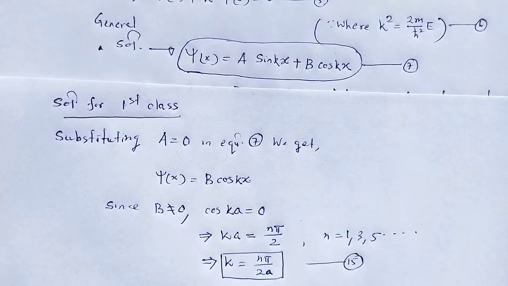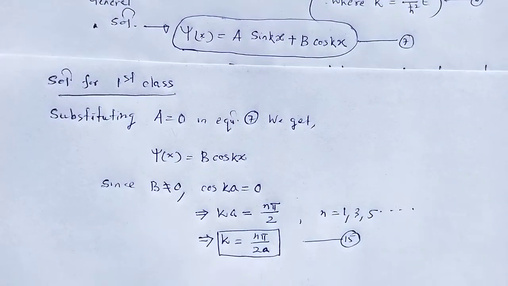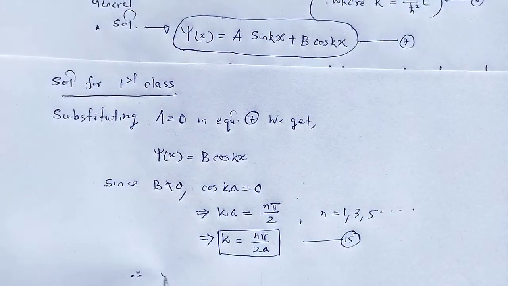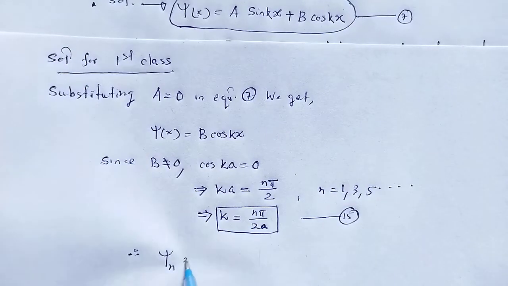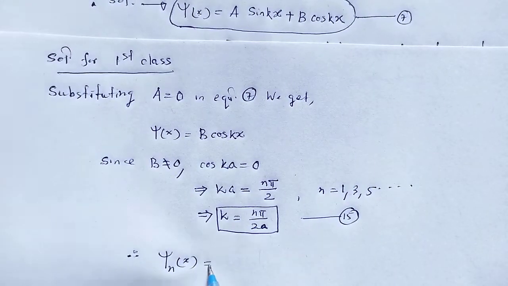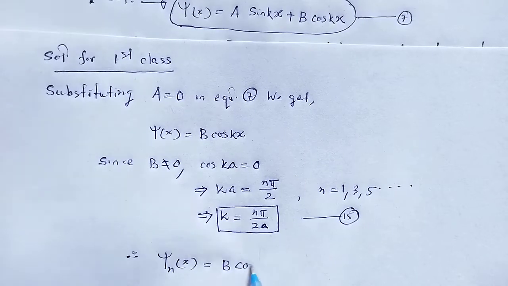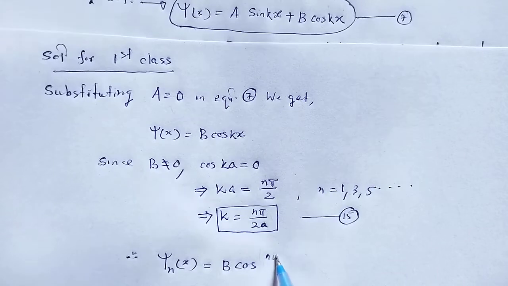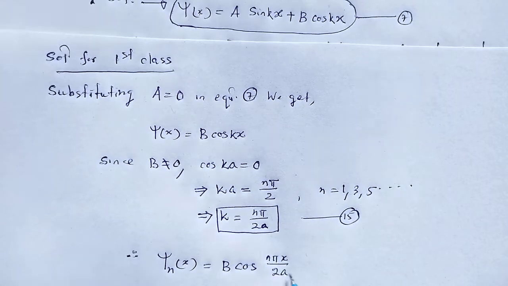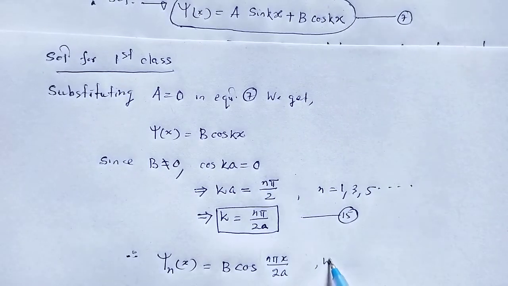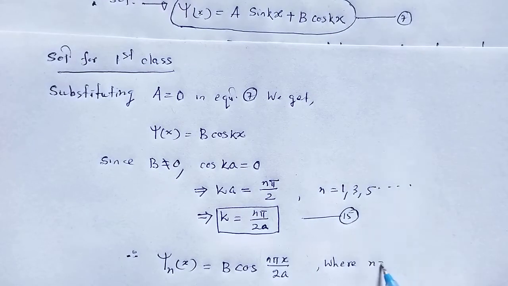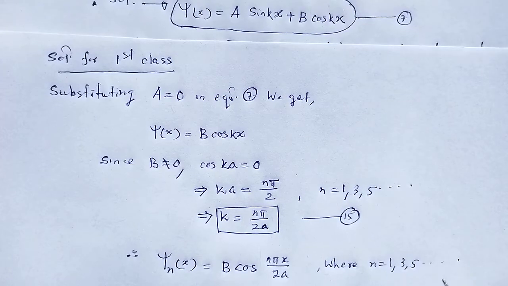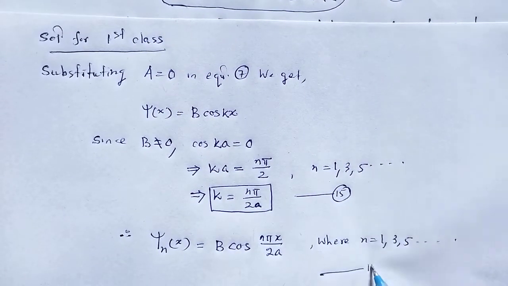This is useful to substitute that value. Therefore the general solution of the wave function psi n of x will be b cos, where for k we substitute n pi by 2a, that is n pi x by 2a, where n is equal to 1, 3, 5 and so on. That is equation number 16.